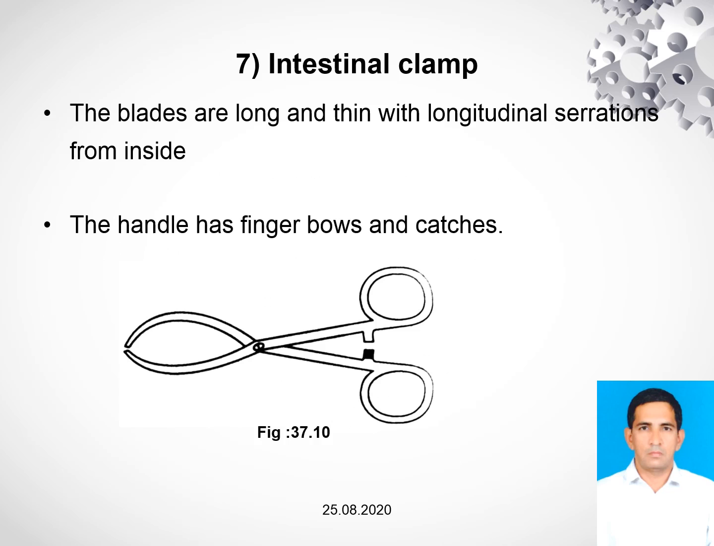Seventh is intestinal clamp. The blades are long and thin with longitudinal serrations from inside. The handle has finger bows and catches.